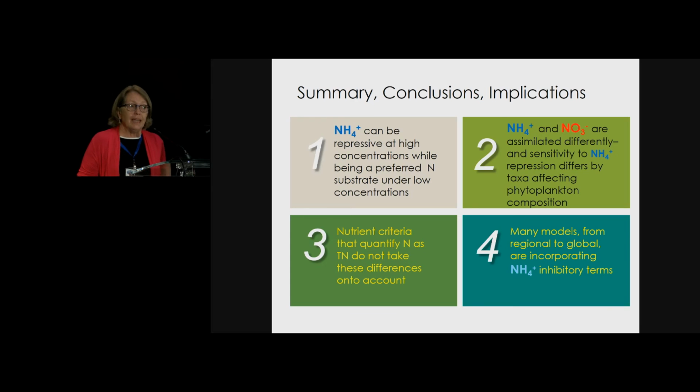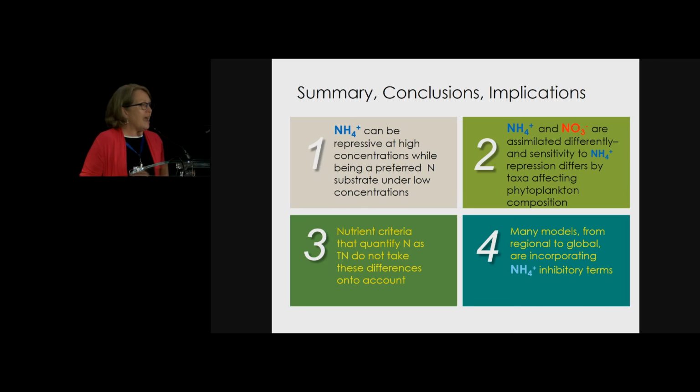Now, what are a couple of implications of this? One is that in developing nutrient criteria for our fresh and coastal waters, we rarely take into account nitrogen form. We're still developing nutrient criteria that quantify N as total N, and we need to work to incorporate these different forms into nutrient criteria. This is going to be an ongoing challenge.